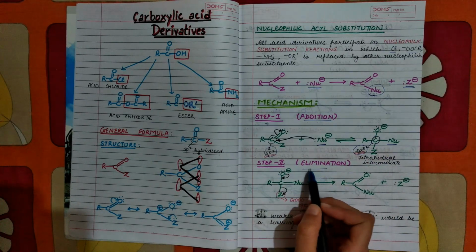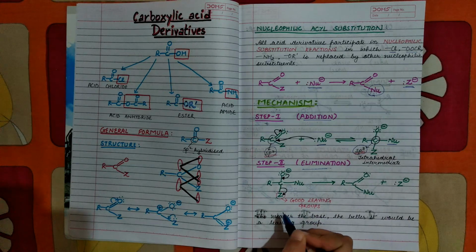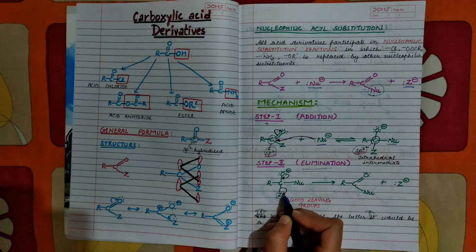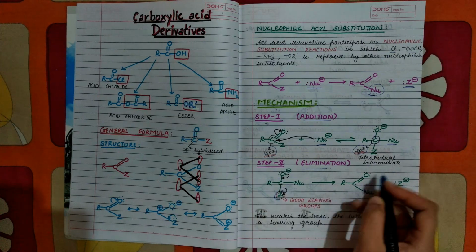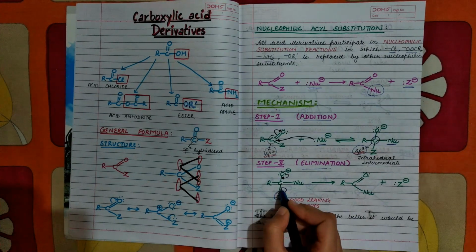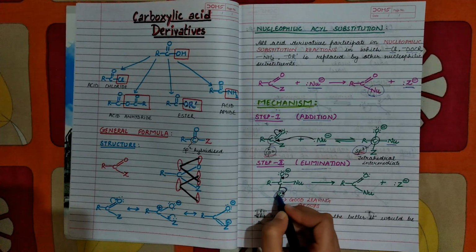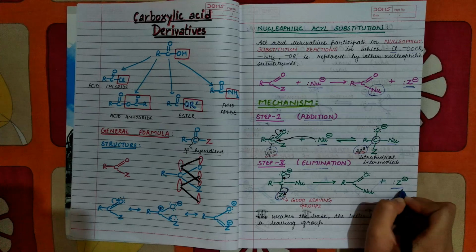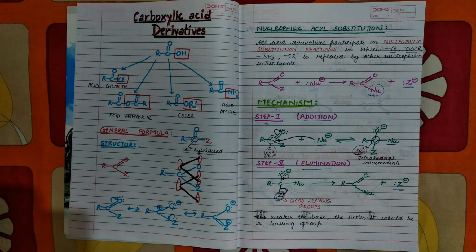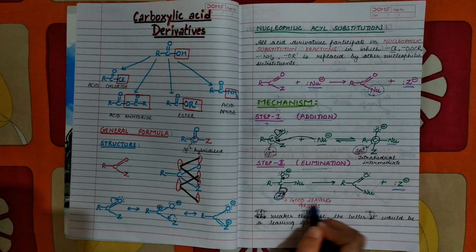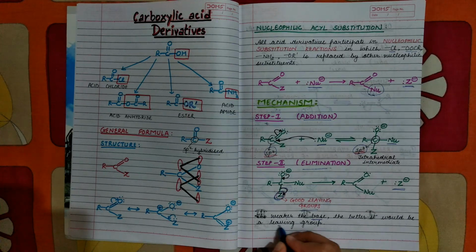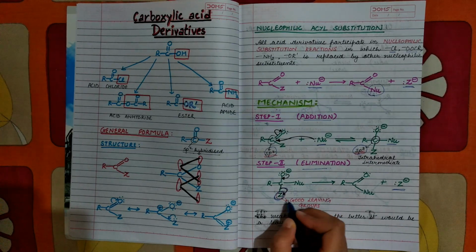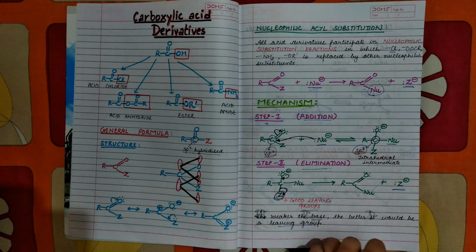In step 2, that is elimination, this step involves the leaving nature of this Z group. When this lone pair shifts to the oxygen-carbon bond, it becomes a double bond again, and this bond gives its electrons to the Z group, and the Z group leaves the carbon atom. This Z group acts as a good leaving group. The weaker the base, the better it would be a leaving group. So the Z group must be a weak base for being the best leaving group.